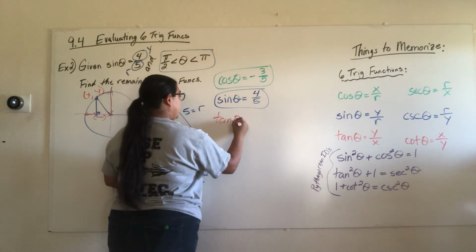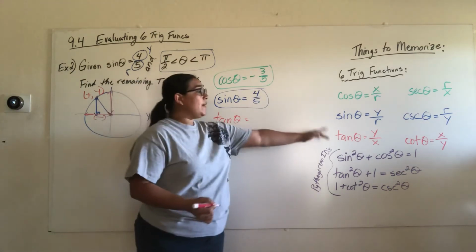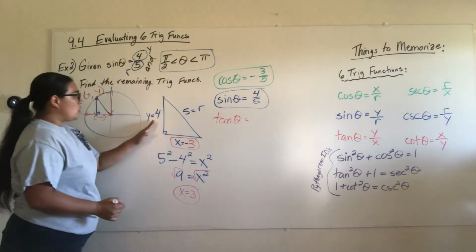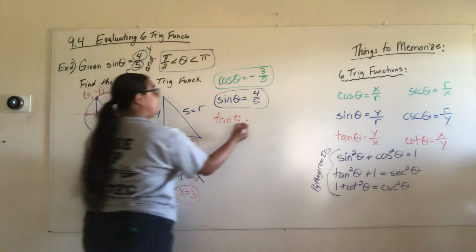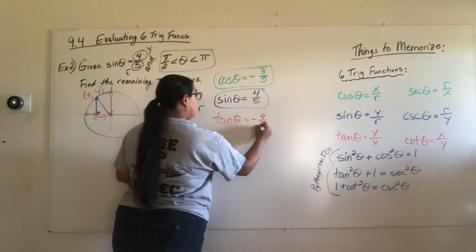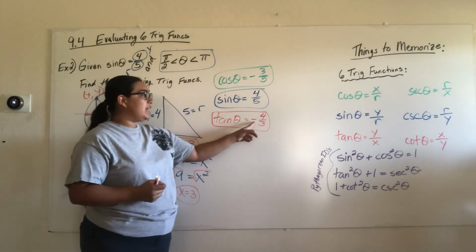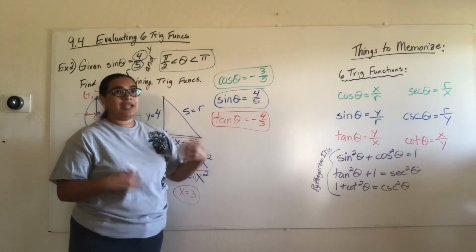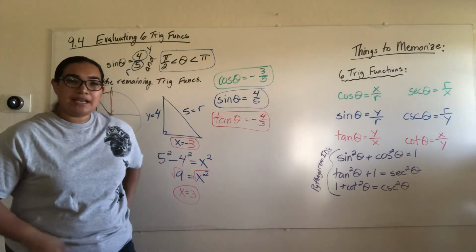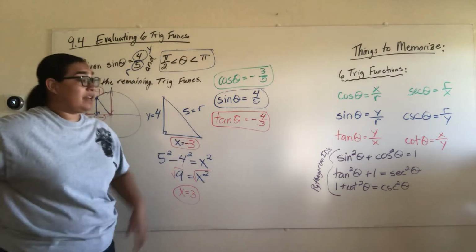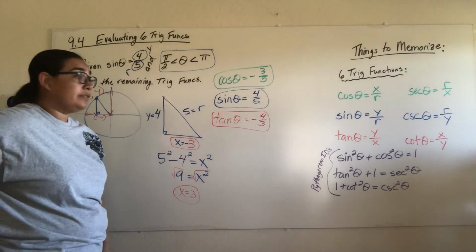So tangent theta, tangent is y over x. So y is 4, x is negative 3, so this is going to be negative 4 over 3. FYI, if you've noticed, I've been putting the negative signs in front of the whole fraction. I think it just makes things easier for you guys. That way you don't feel like something specific is negative. It's the whole fraction that's negative.